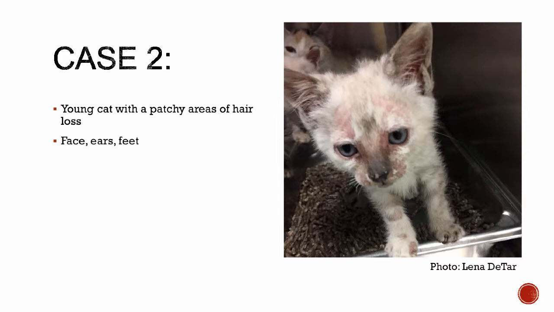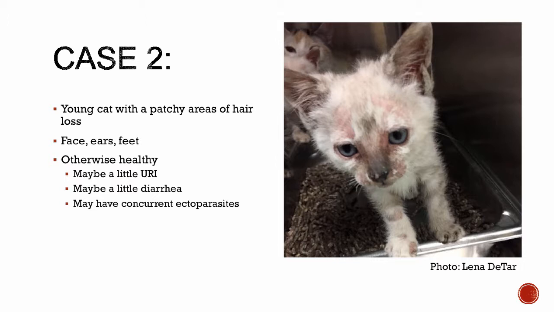Only takes 30 seconds. This cat has hair loss on her face, ears, and feet. Otherwise healthy. Maybe there's a titch of upper respiratory, maybe a little bit of diarrhea, just like every other kitten. May have concurrent ectoparasites. So if you have one of these diseases, doesn't mean you can't have another one of these diseases at the same time. And that second disease may make that first disease take longer to heal and complicate things. So make sure that you're looking for everything.